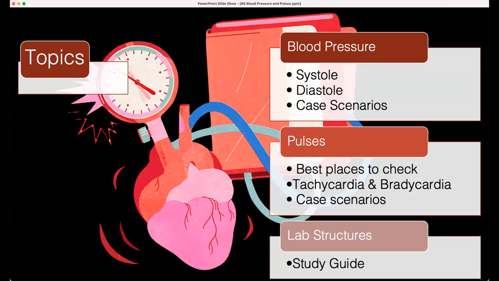And then with pulses, do you know where to check for a pulse if you come across a person that you worry about? And the best places to check, and then what the pulse will tell you, what tachycardia and bradycardia will tell you, tachy being fast and brady being slow.